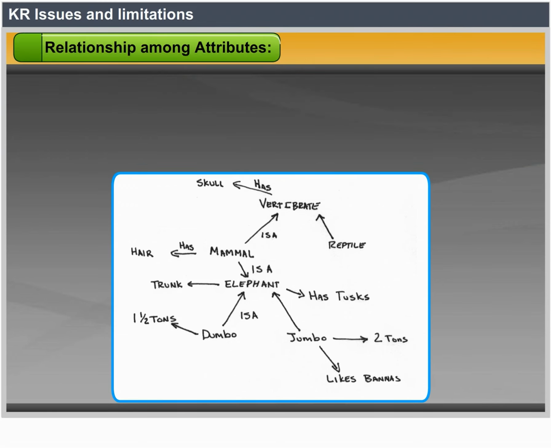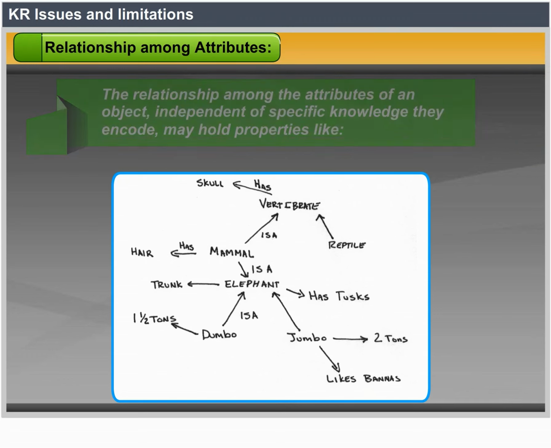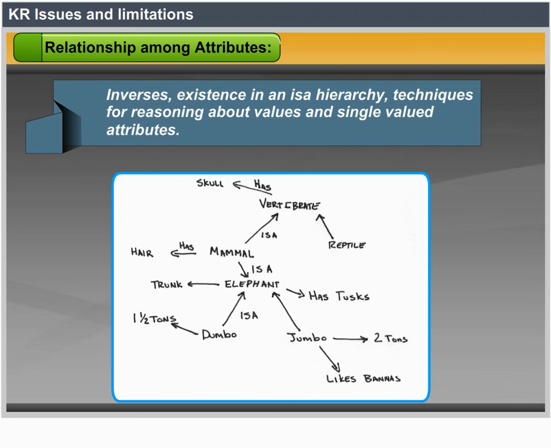Relationship among attributes. The relationship among the attributes of an object, independent of the specific knowledge they encode, may hold properties like inverses, existence in an is-a hierarchy, techniques for reasoning about values, and single-valued attributes.